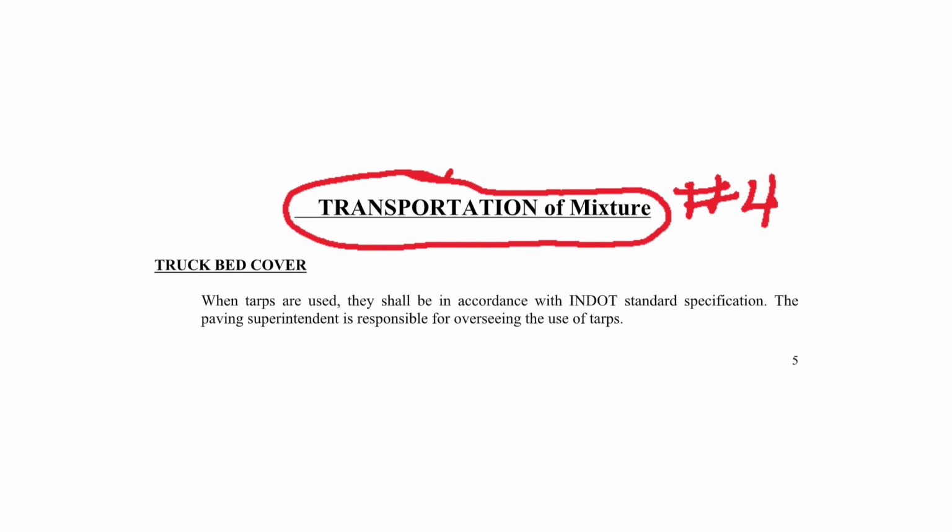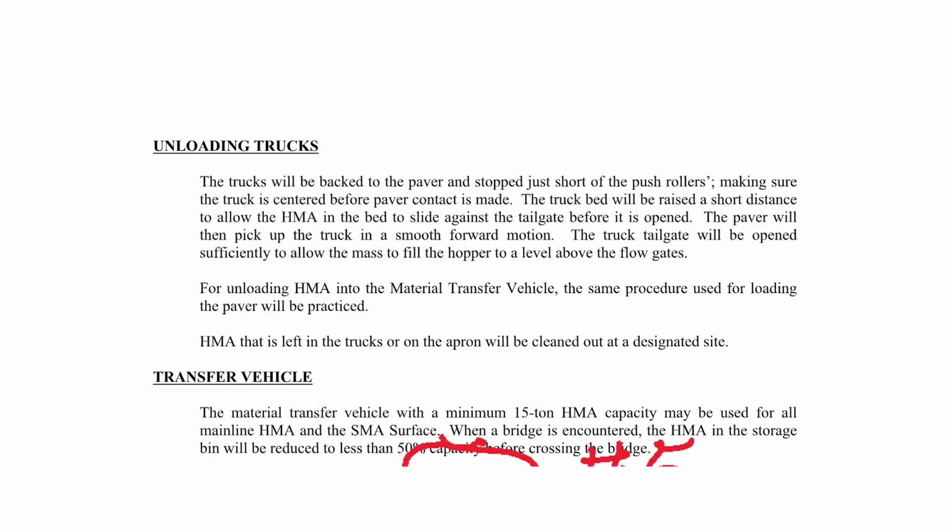Number 4 is transportation and mixture. The main thing in here is talking about whether you're covering your mix, to make sure it's all covered from the weather, from all the elements. It also addresses the unloading of the trucks, and if you use an MTD for paving. Under the transfer vehicles, you have to have a plan for how you're going to cross bridge approaches and everything. That's part of ITM 803.